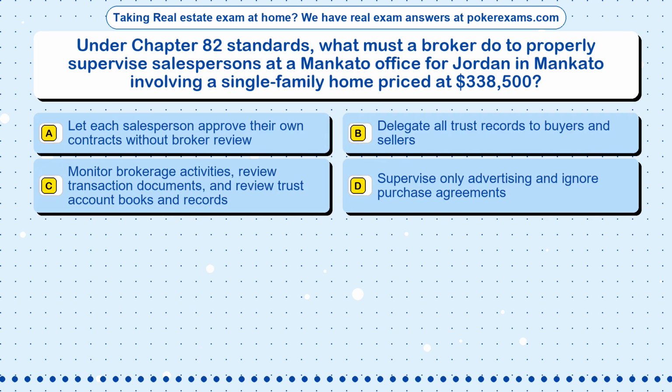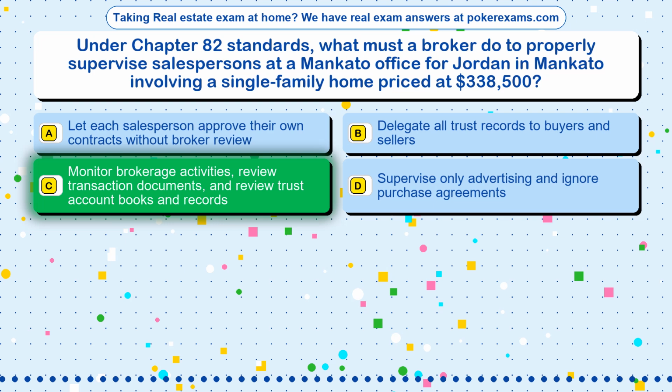Question 63. Under Chapter 82 Standards, what must a broker do to properly supervise salespersons at a Mankato office for Jordan in Mankato involving a single-family home priced at $338,500? Option A. Let each salesperson approve their own contracts without broker review. Option B. Delegate all trust records to buyers and sellers. Option C. Monitor brokerage activities, review transaction documents, and review trust account books and records. Option D. Supervise only advertising and ignore purchase agreements.